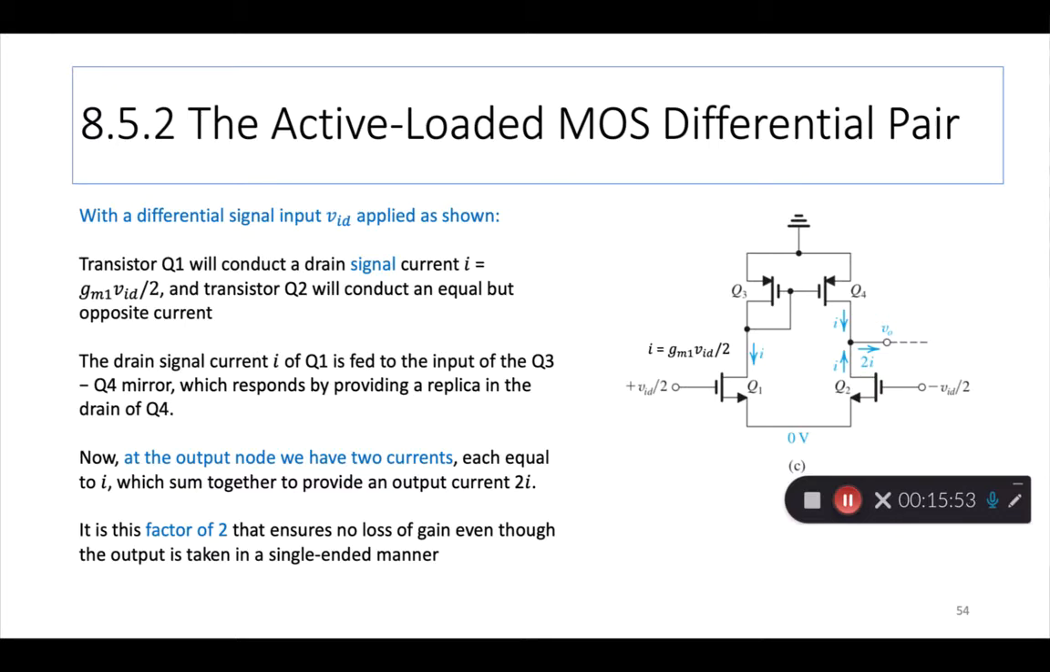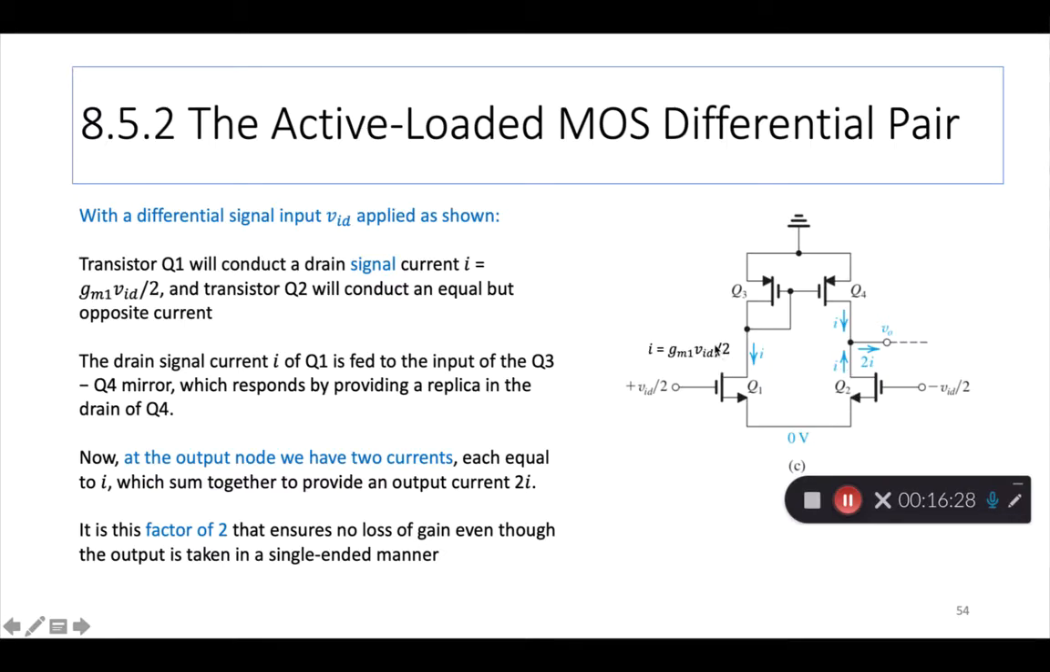So that current value I is shown in Q1. So the transistor Q1 will conduct a drain signal current, right? This is signal, not bias at all. It's not connected to the big I, this is a small i. And that i value is this. Similarly, transistor Q2 will conduct an equal but opposite current. So this current I goes to ground and this current I comes from ground in Q2.